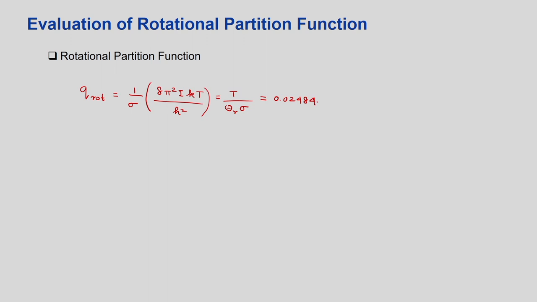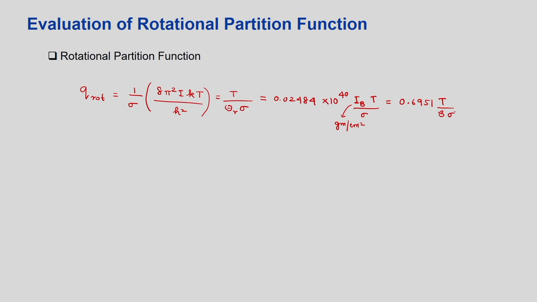0.02484 into 10 to the power of 40, I B T by sigma. So I B is the moment of inertia. Its units will be in gram per centimeter square, sorry, not cube. This can be further reduced to 0.6951 into T by B into sigma.